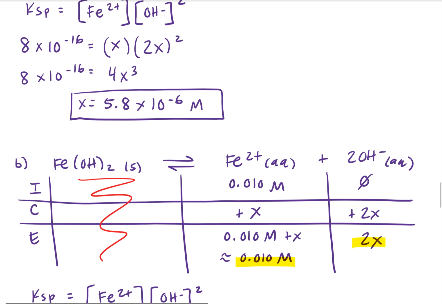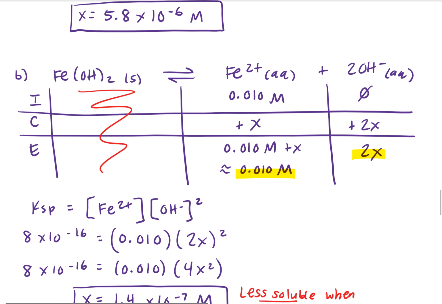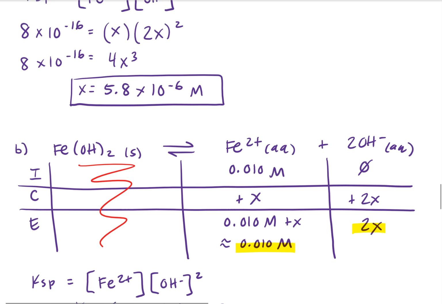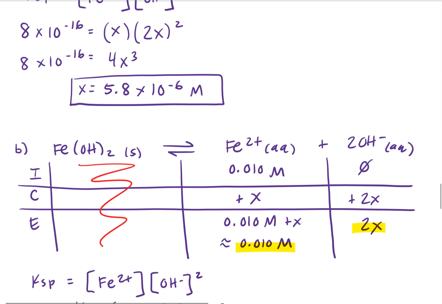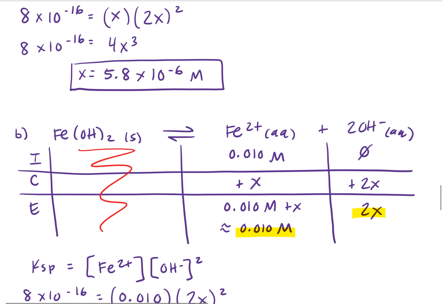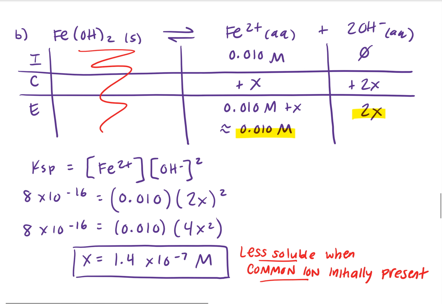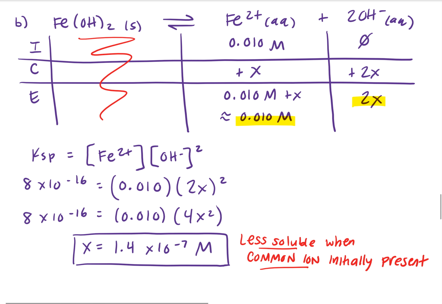Part B, now you're dissolving the iron hydroxide in an iron nitrate solution, which has a starting molarity of 0.010 molar. So here's your ice chart for letter B. And when you calculate X, you'll notice that X is 1.4 times 10 to the negative 7 molar, and this is known as the common ion effect. Having the iron already present in the solution lowers the solubility.